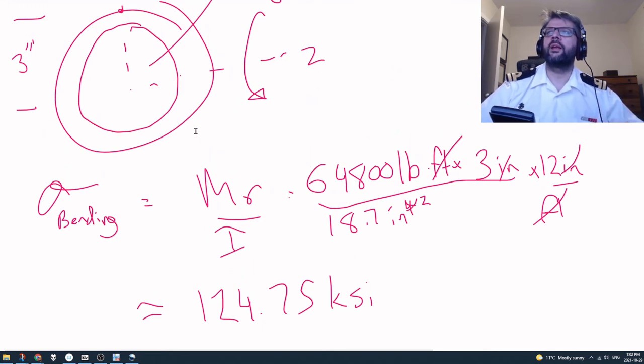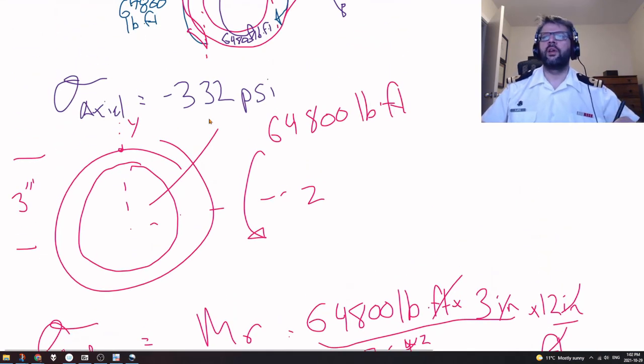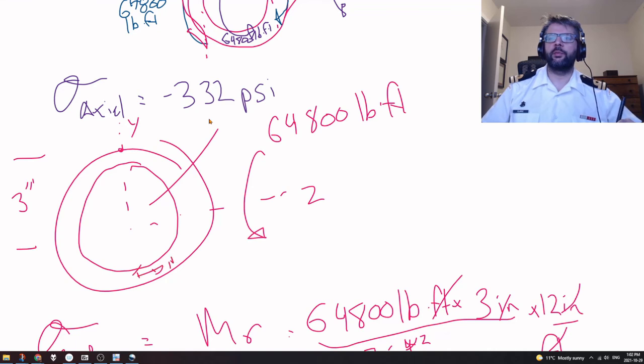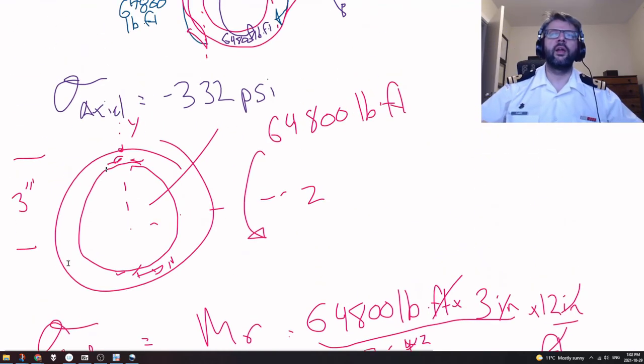And again, if we are applying a moment to this face, then that means we're going to be compressing this portion here, and we're going to be stretching this portion here. So that'll be at D there, it's going to be positive.